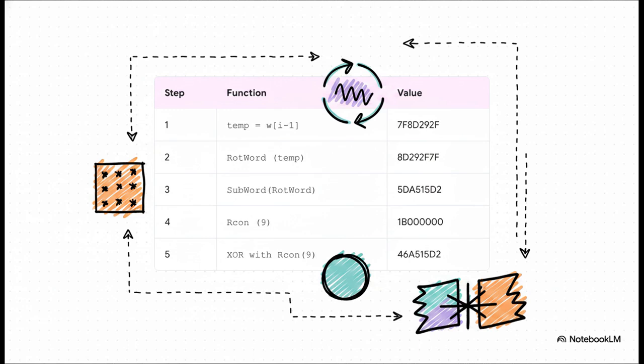Let's actually step through the math here using Table 6.3 as our chalkboard. To generate a new key word, we grab the previous word and run it through a series of invertible transformations. First up, RotWord does a cyclic shift, just sliding the bytes over. Then, SubWord pushes those bytes right through that exact same S-box we just learned about. Finally, we do an exclusive OR with a value called Rcon, which stands for round constant.